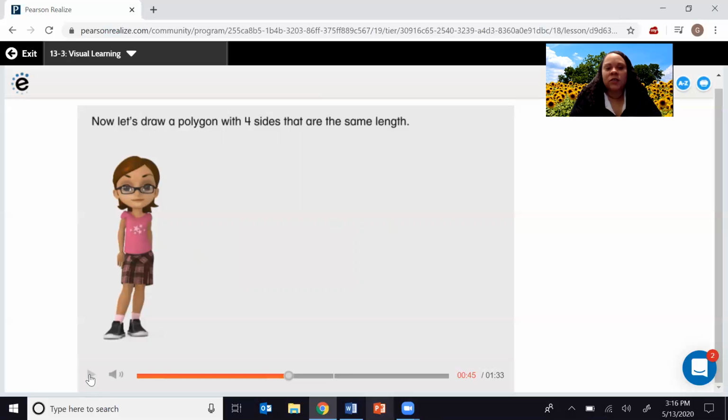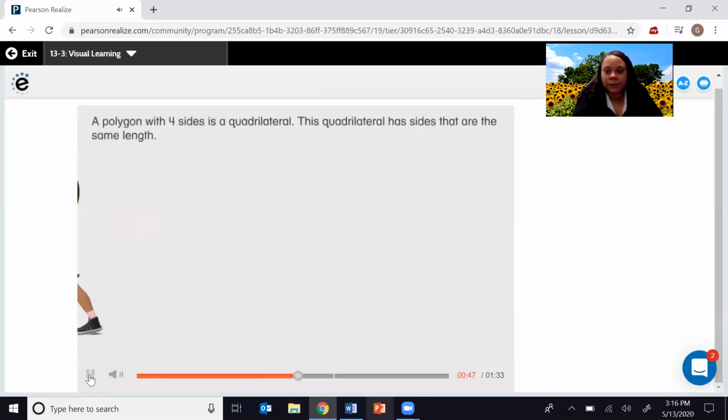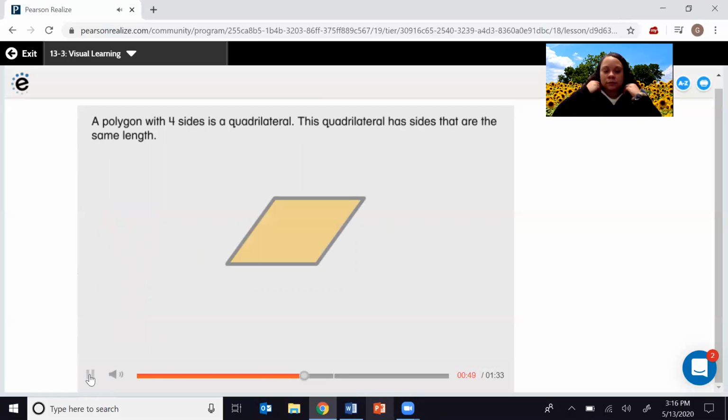So now they're saying, let's draw a polygon with 4 sides that are the same length. Well, I know a shape with the same length on all 4 sides, and that is a what? What do you think? Well, let's find out. A polygon with 4 sides is a quadrilateral. This quadrilateral has sides that are the same length.